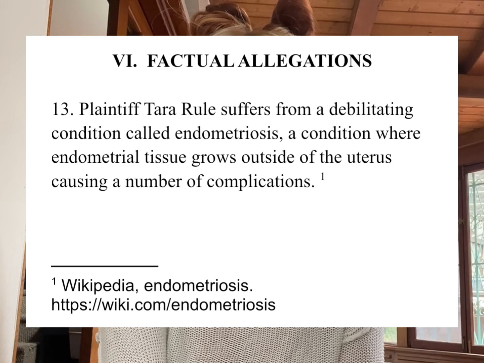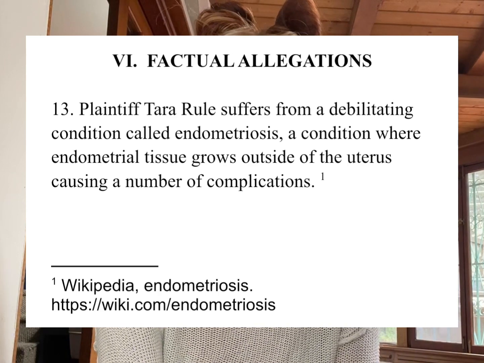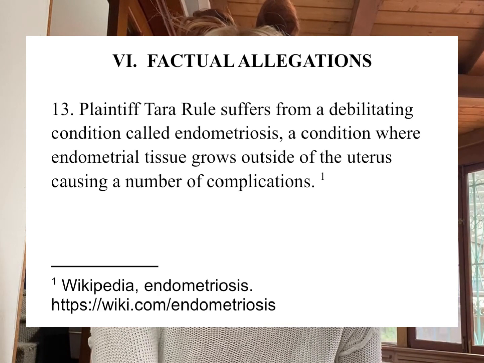So your first line can be something like, plaintiff suffers from a debilitating condition known as endometriosis, where the endometrial tissue found in the uterus grows outside of the uterus onto different organs and inside the pelvic and abdominal cavity, causing a number of complications, including internal bleeding, cramping, pain, irregular periods, etc.